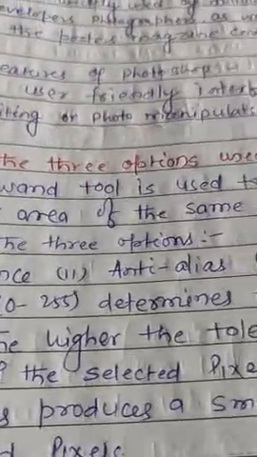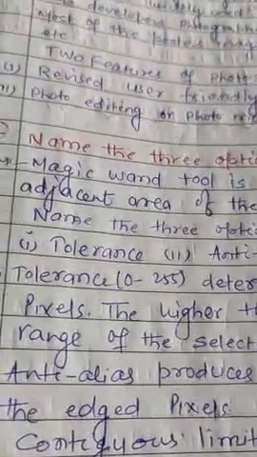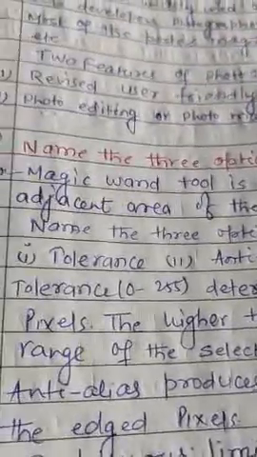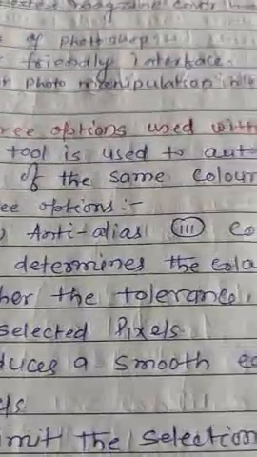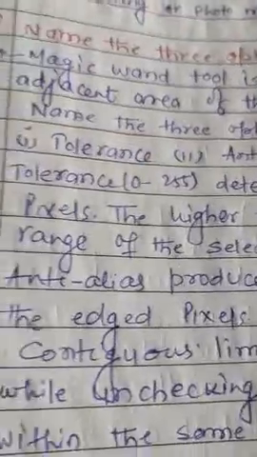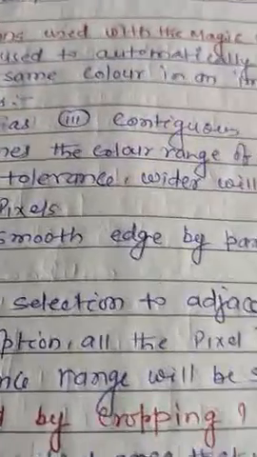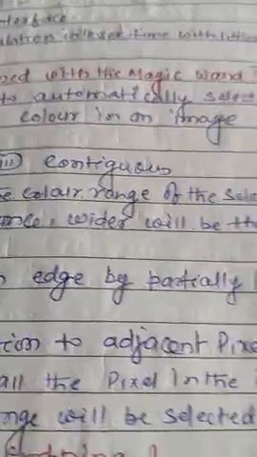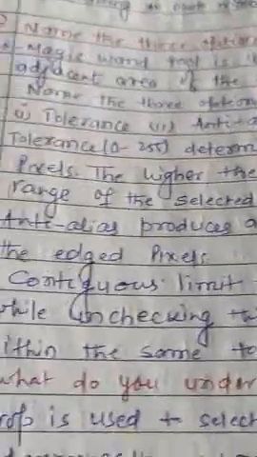Answer: The Magic Wand tool is used to automatically select the adjacent area of the same colors in an image. The names of the three options are tolerance, anti-alias, and contiguous. Tolerance, 0 to 255, determines the color range of the selected pixels. The higher the tolerance, the wider will be the range of the selected pixels.